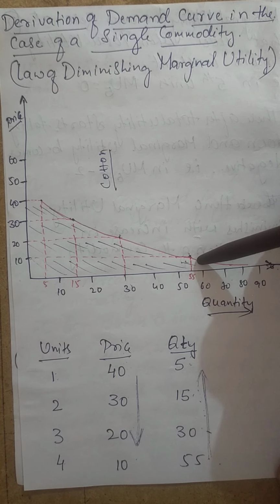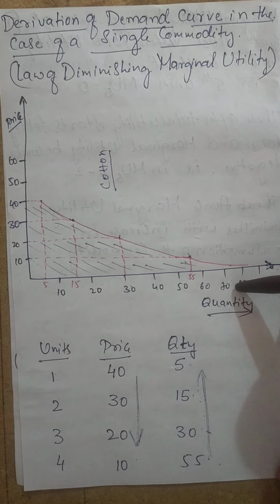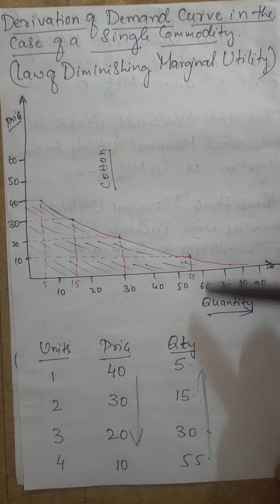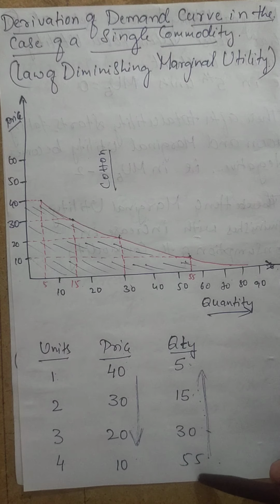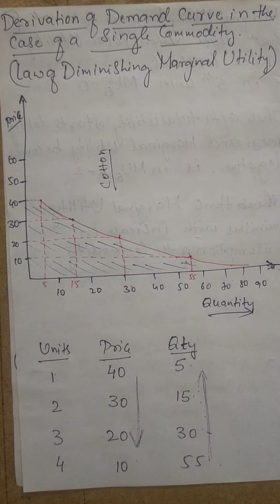After that also, if it becomes 5 rupees, you feel that, oh, it will stay in the market, let me not purchase 55 kg. He might go for 30 kgs, he might go for 20 kgs, it keeps on decreasing. So this is about the derivation of the demand curve in the case of a single commodity.